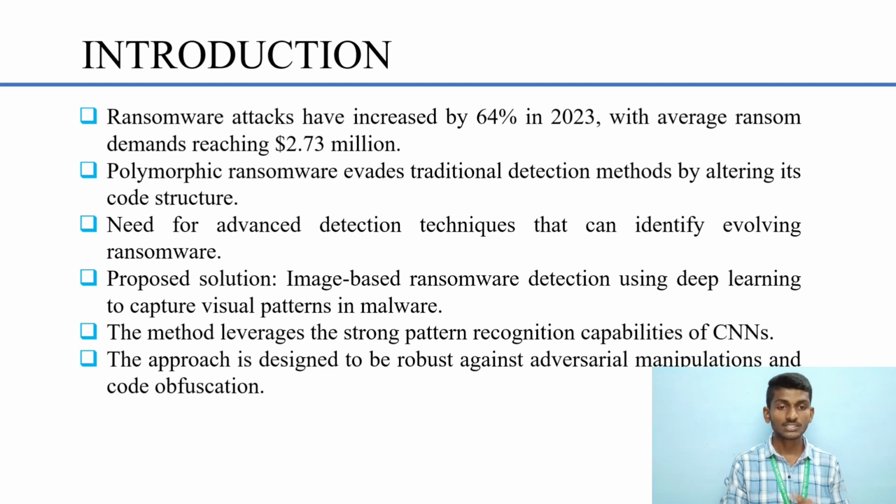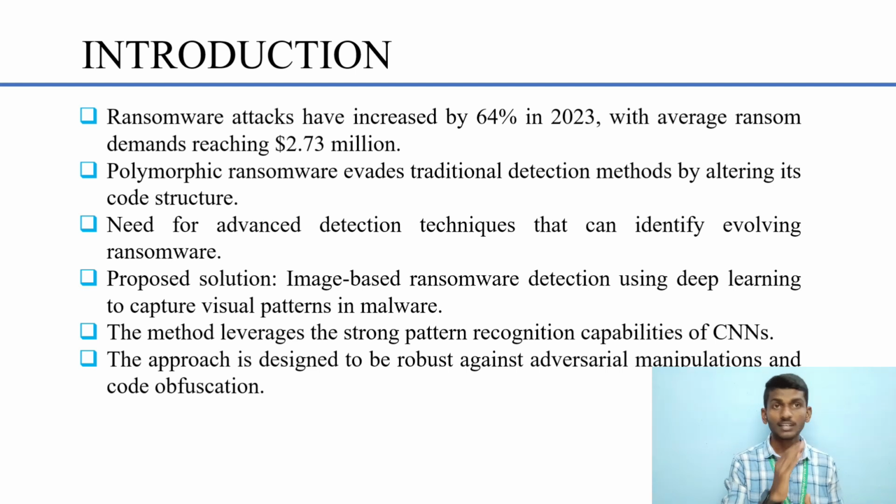Polymorphic ransomware evades traditional detection methods by altering its code. As I already said to you, the latest malware attacks are changing their structure, code, and shapes to attack the system automatically. So if we want to detect and prevent that, we need to implement more technologies, and there is a need for advanced detection techniques that can identify evolving ransomware.